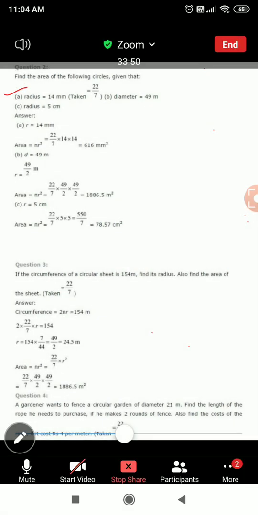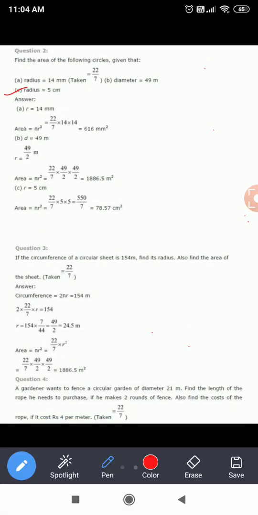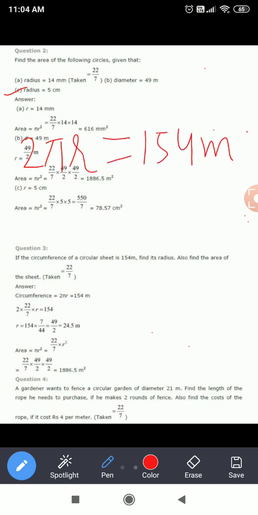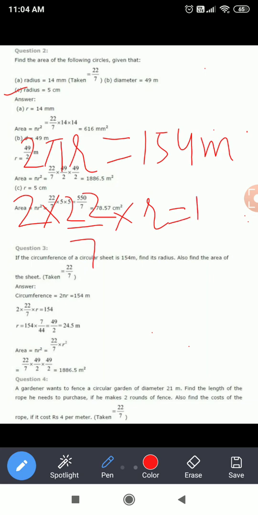Now, question number 3. If the circumference of the circular sheet is 154 meters, circumference is 2 pi r. That is 154 meters. Clear? So put the value of pi. R we have to find. Radius. It is 154. 7 is in division. So it will come out to be in multiplication to the next side.